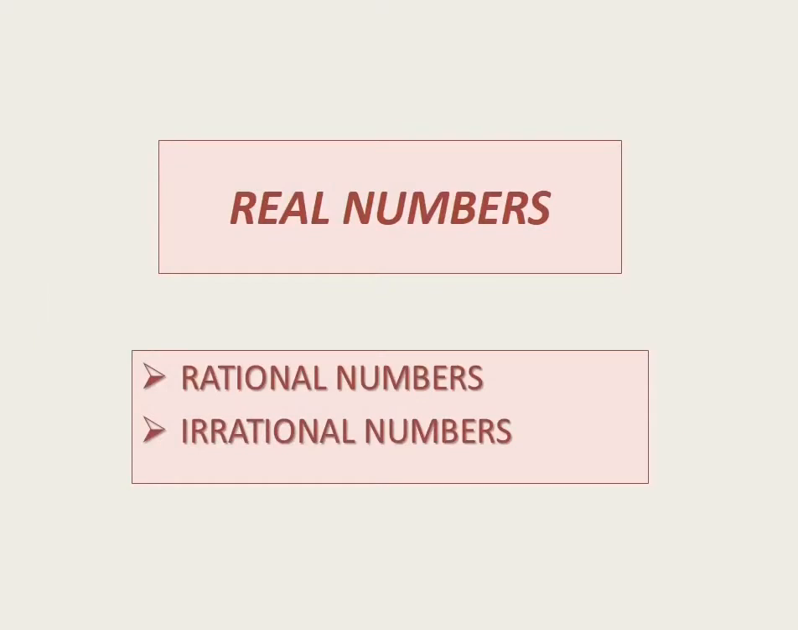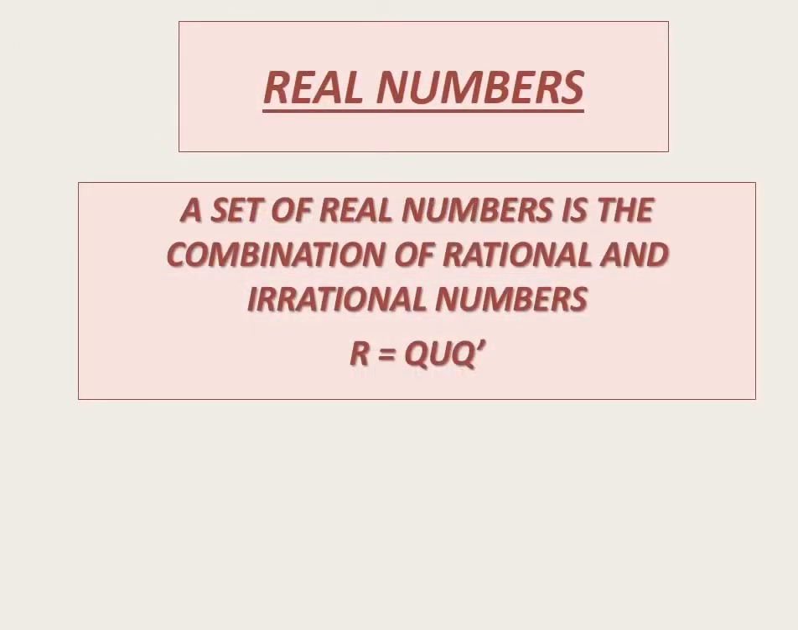Today's topic is real, rational and irrational numbers. Now let's see, what are real numbers? Guys, the set of real numbers is the combination of rational and irrational numbers, right? Mathematically, we can write it as R = Q ∪ Q', where R represents real numbers, Q represents rational numbers, this sign represents the union, meaning the combination, and Q' represents irrational numbers, right?